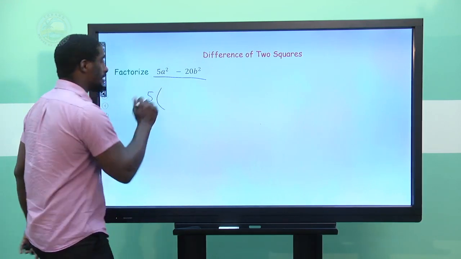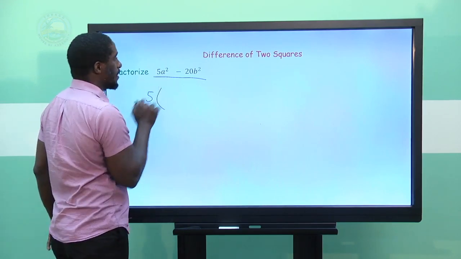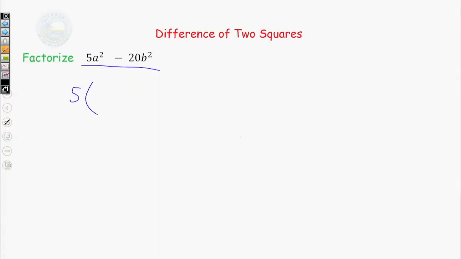So we're saying that we're factorizing here. So it's 5a squared minus 20b squared. Common factor is 5. 5 times what is 5a squared? 5 multiplied by a squared is 5a squared. And 5 times what is negative 20b squared? It's going to be negative 4b squared.